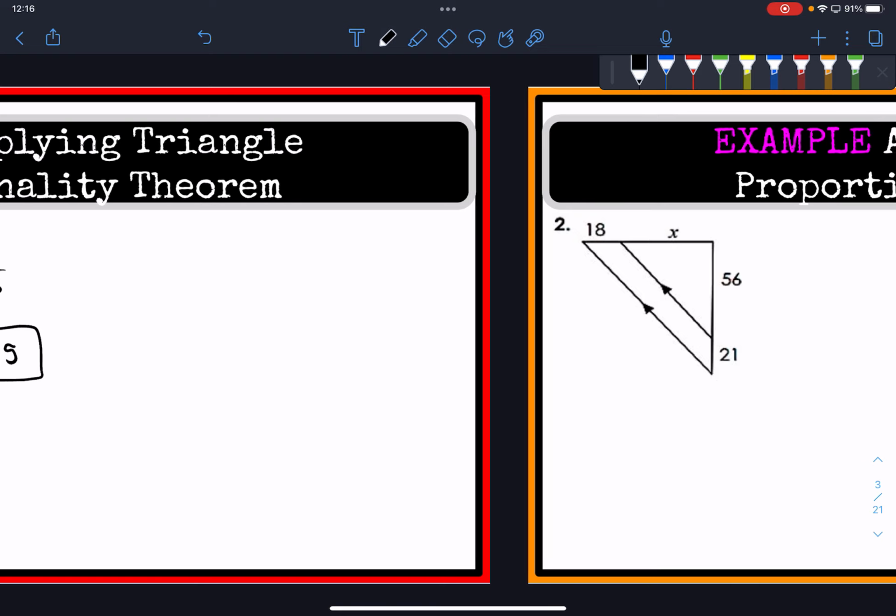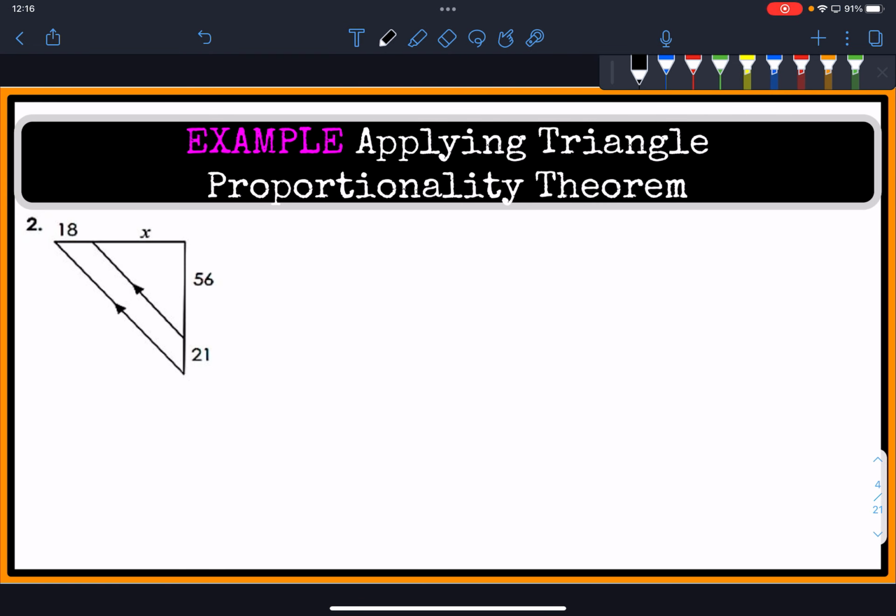So let's do a couple more examples. Same situation again, same idea. Key thing is understanding again that we have that these two segments are parallel, indicated by that marker there. So that means that if I look at this side here and I divide, in this situation I'm going to divide the shorter end, 18, by the longer segment of x, that's going to equal doing the same thing on the opposite side, getting the shorter end, 21, and dividing it by the longer end of 56.